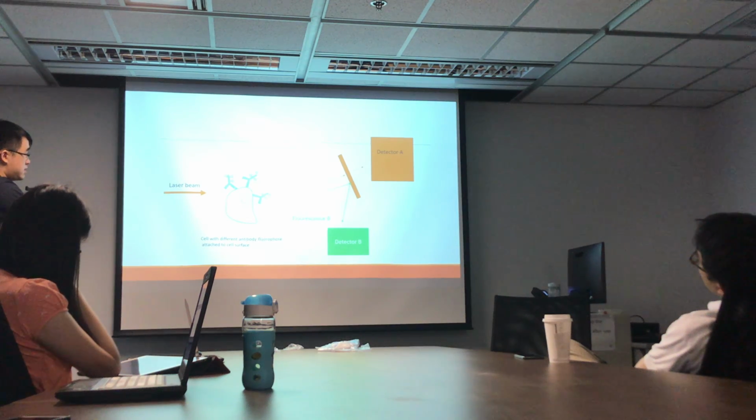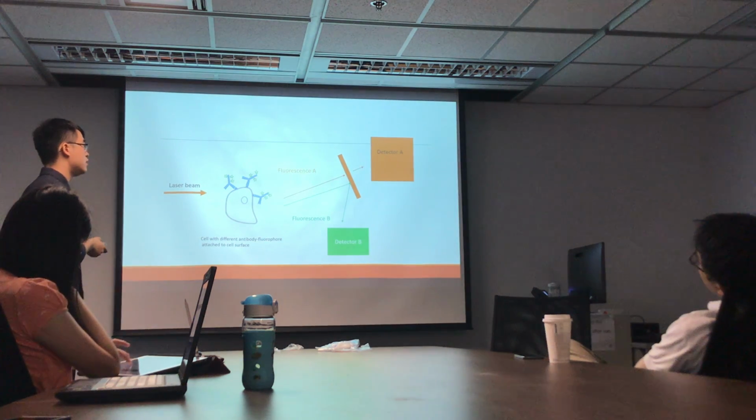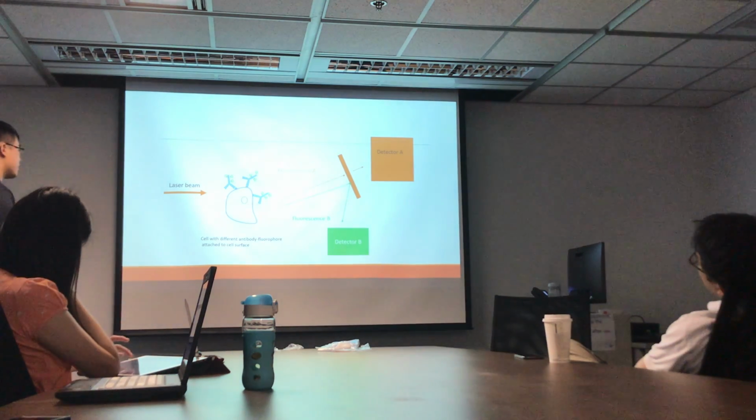As the laser beam shines on and detects the cell, at the same time it excites the fluorophores that are attached to the cell by antibodies, and they will emit fluorescence accordingly. So fluorescence signal A can pass through this long pass filter because it's longer than the cutoff wavelength and is detected by detector A, whereas fluorescence B has a short wavelength and cannot pass through, and therefore it's detected by another separate detector.